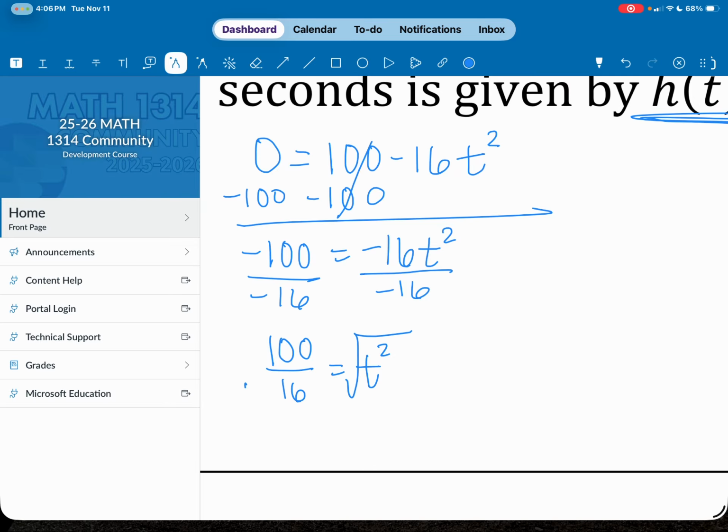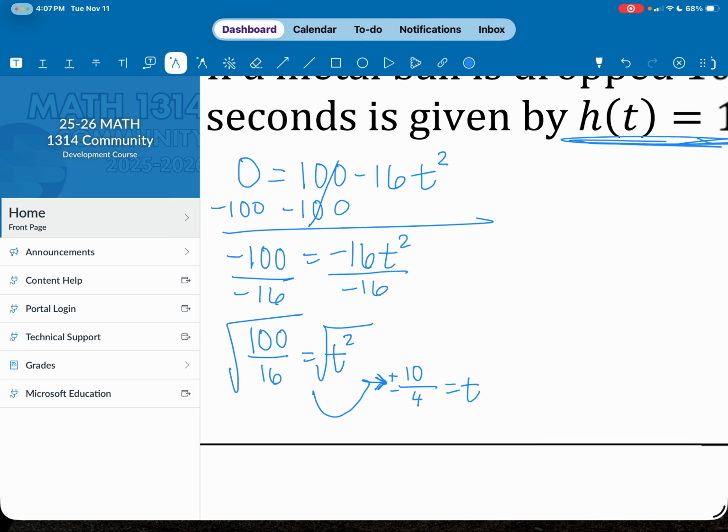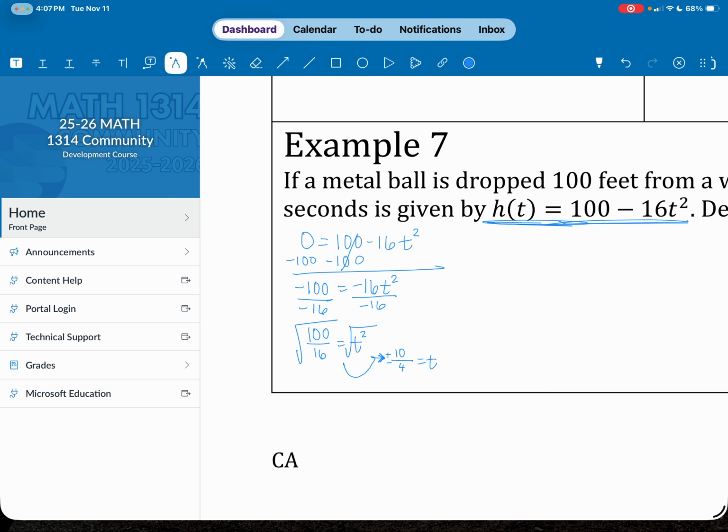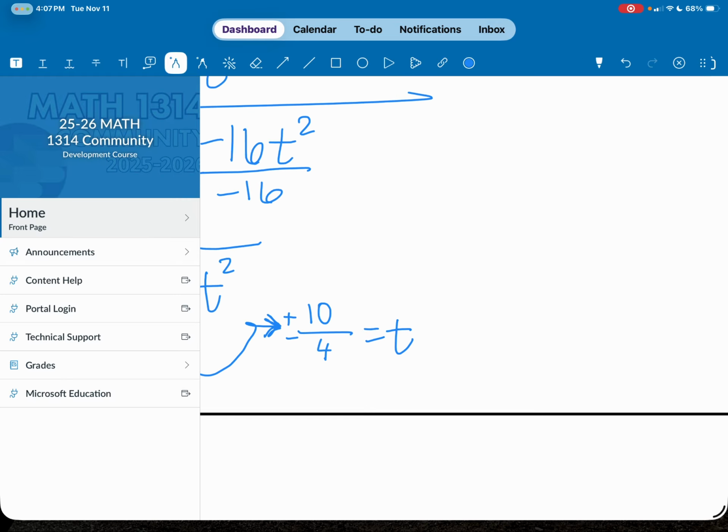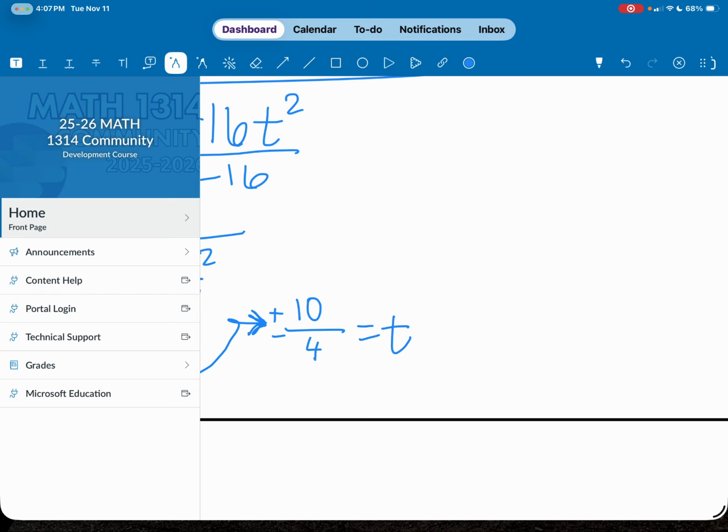So now to get t by itself, I need to take the square root. And this is the reason I didn't simplify it, because I can take the square root of 100. The square root of 100 is 10. And the square root of 16 is 4. So it's going to be plus or minus 10 over 4 equals t. And so now I'm going to go ahead and put that as a decimal. Positive 10 divided by 4 is equal to 2.5. And then negative 10 divided by 4 is negative 2.5.